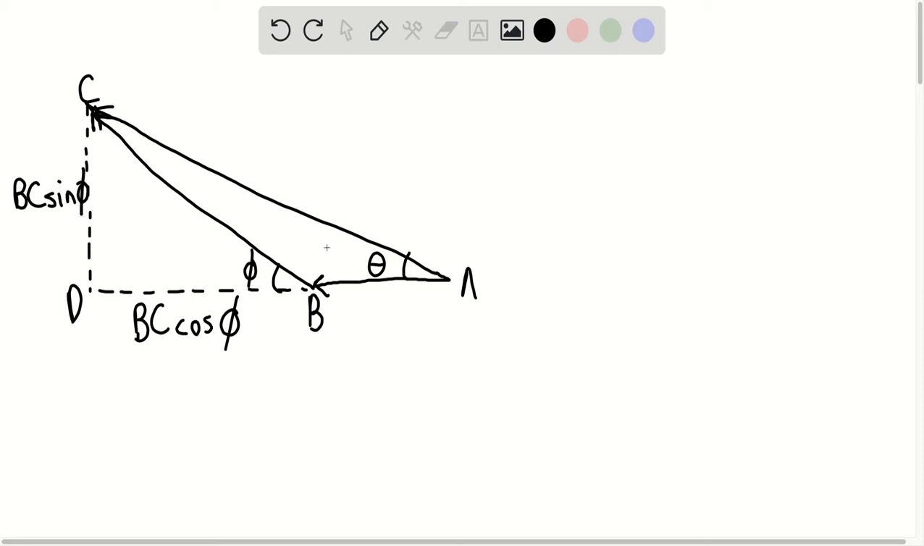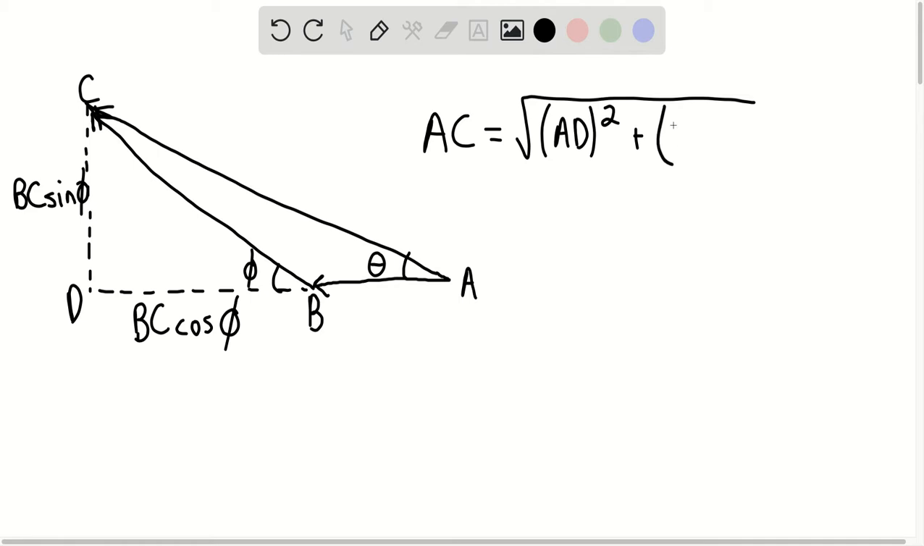And so we can say that, my apologies, this would be A. If we consider the triangle ADC, we can say that AC would be equal to the square root of AD squared plus DC squared.